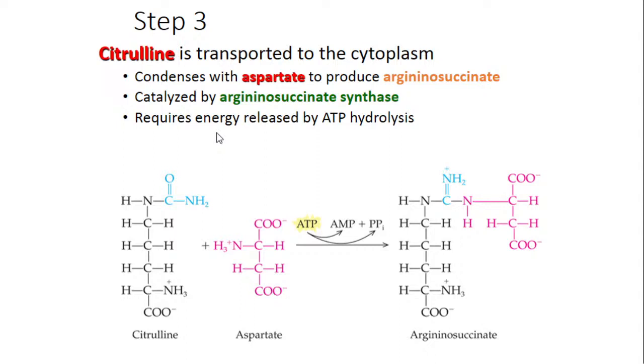So what is necessary to write about this reaction? That argininosuccinate synthase is the enzyme, so also creation of names of enzymes for the urea cycle is not very difficult. And of course, it is necessary to remember the next step of usage of ATP. As I told you, urea synthesis is not a cheap process. We need to use ATP for carbamoyl phosphate production, and here for the condensation producing argininosuccinate.